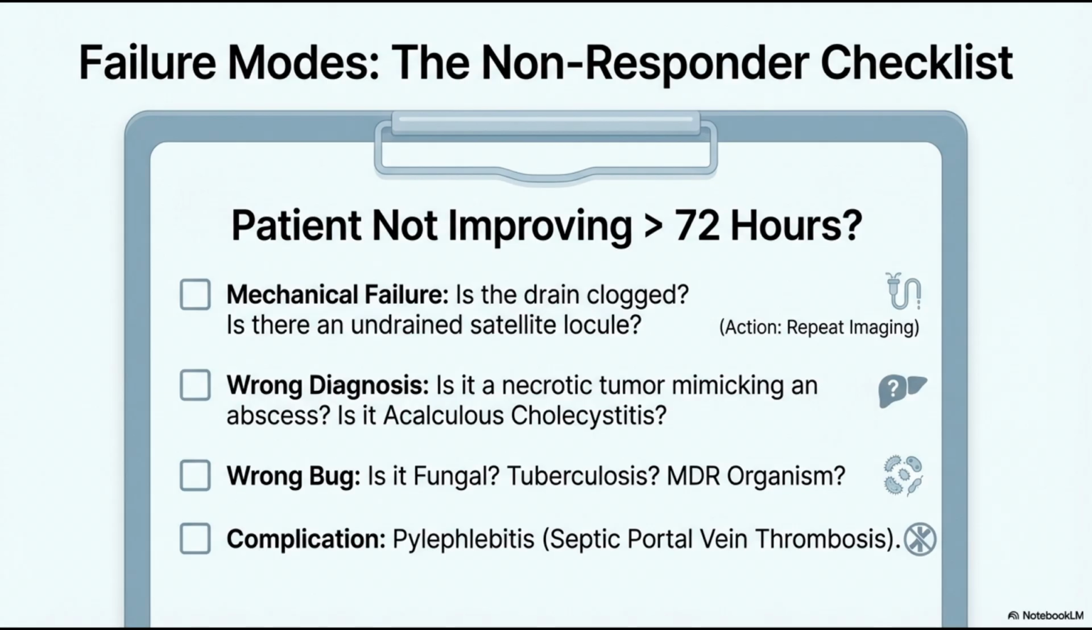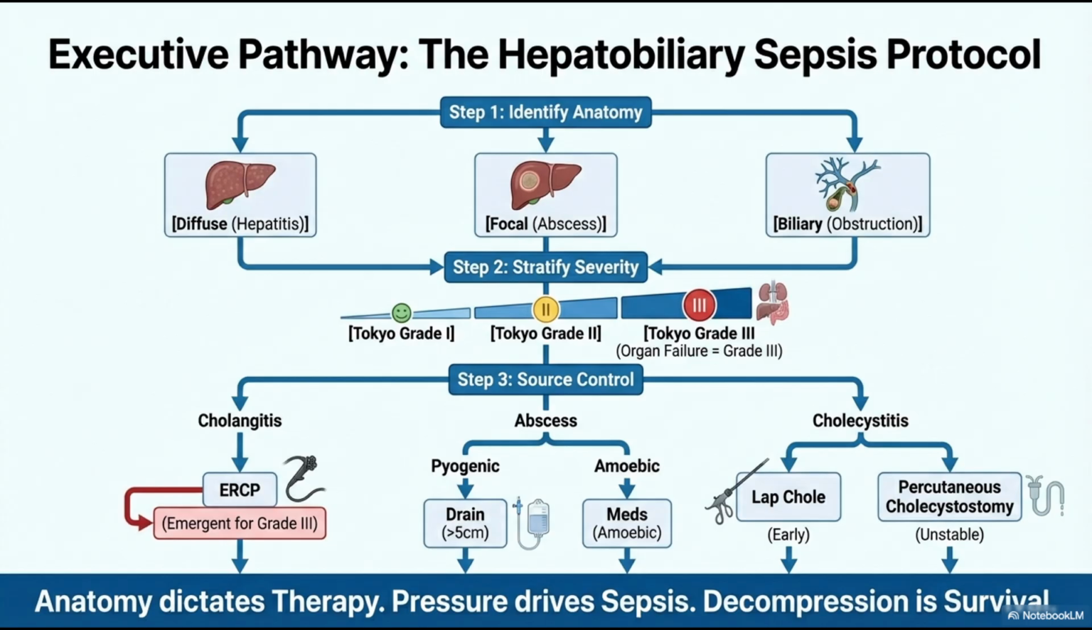Okay, we've covered a massive amount of ground. This has been a true masterclass. Let's bring it home with the outro and synthesis. If you take nothing else away from this deep dive, remember the pressure paradigm. Yeah. In the biliary tree, flow restoration is the primary treatment for sepsis. It's a plumbing problem first, an infectious disease problem second. You cannot cure grade 3 cholangitis with pills and IV bags alone.